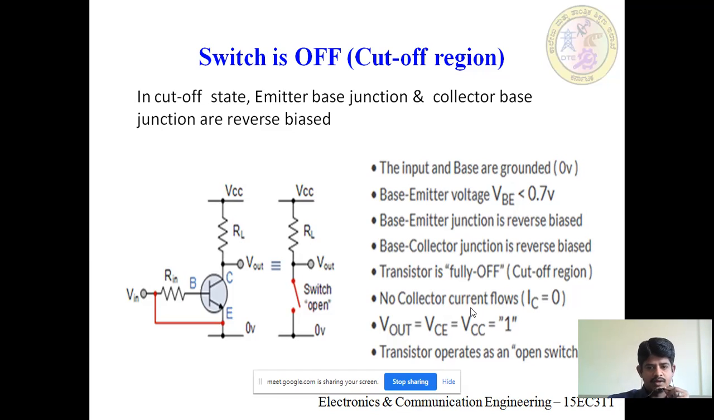Okay. So since this is an open switch, the collector current is absent because there is no current flowing through the transistor. The collector current will be 0 because the transistor itself is off. Then there is no chance of collector current existence. So collector current IC will be 0. How will we take the output? The voltage flowing through VCC will be taken as 1, meaning the highest voltage will flow to the output. So Vout is equal to VCC, equal to 1. And the transistor operated as an open switch. So this is how you can use a transistor as an off switch or an open switch.